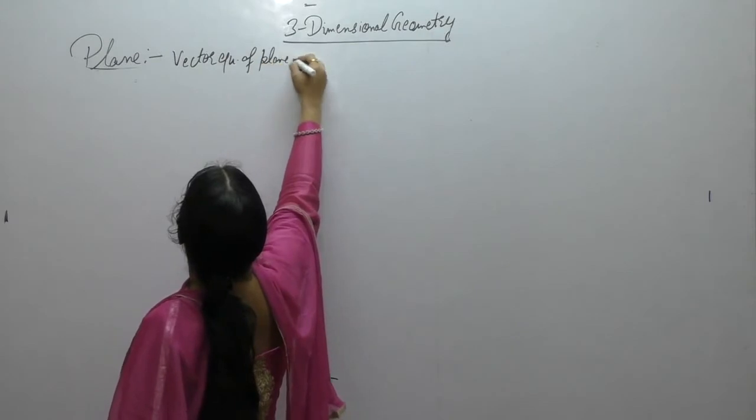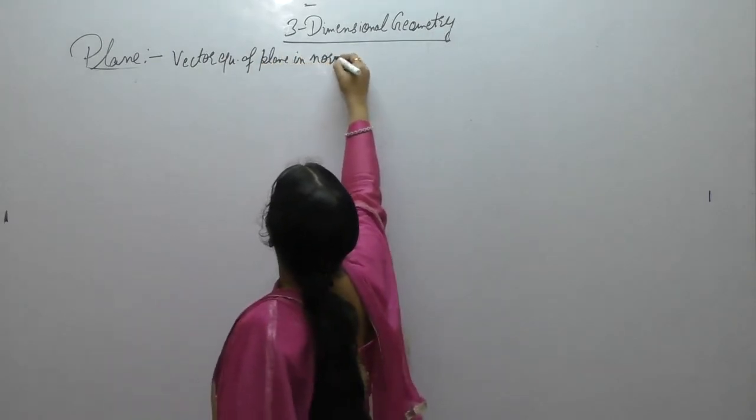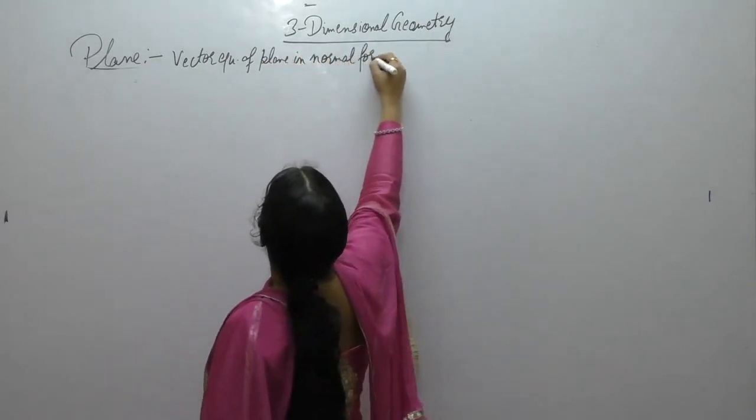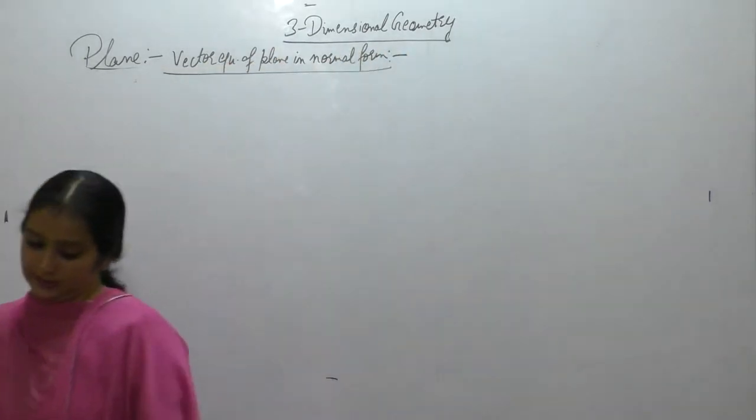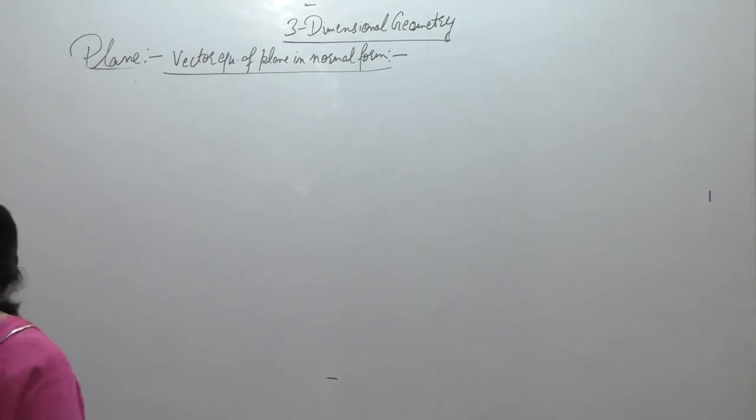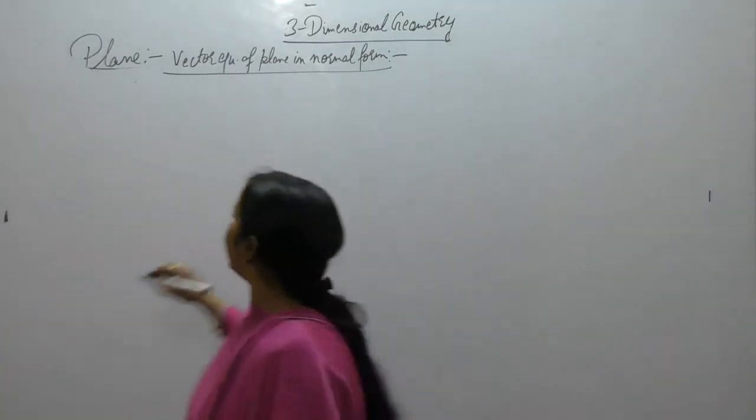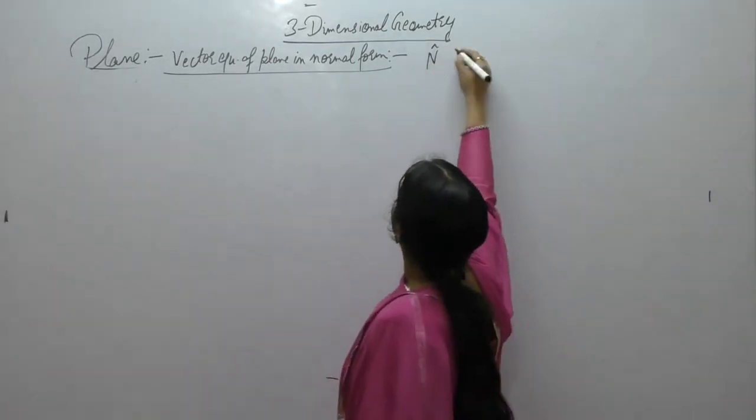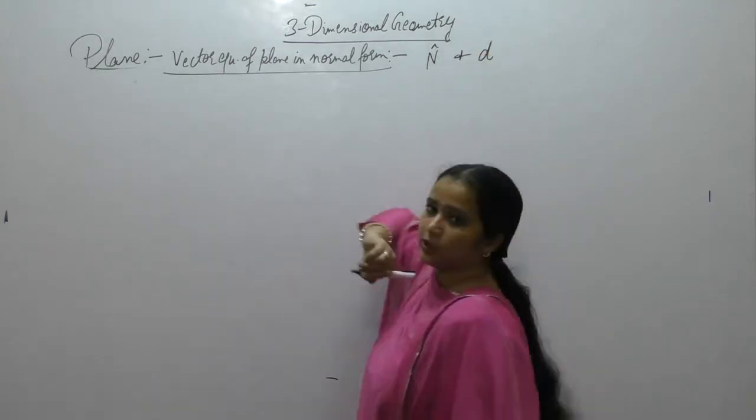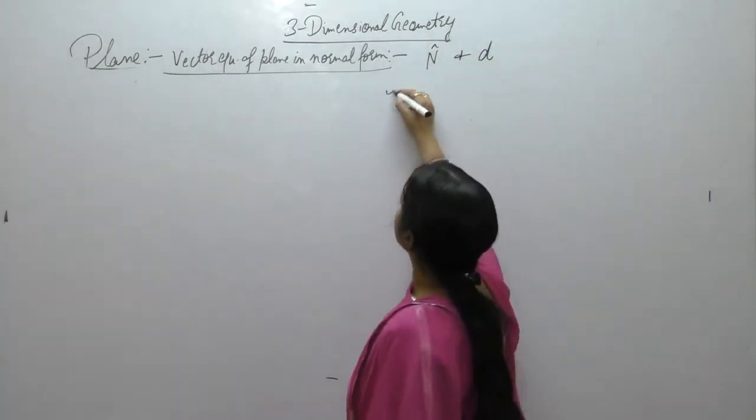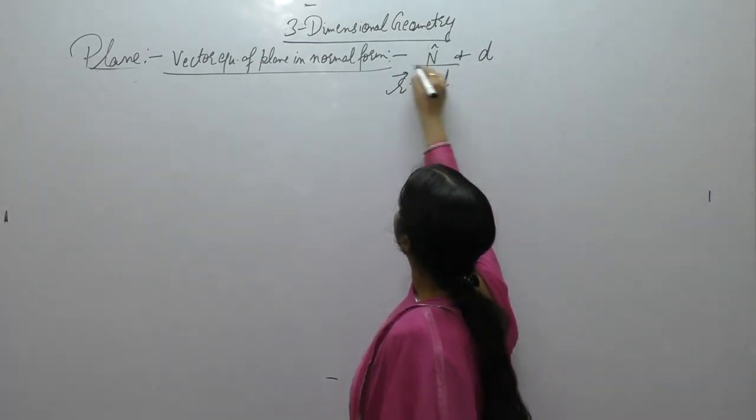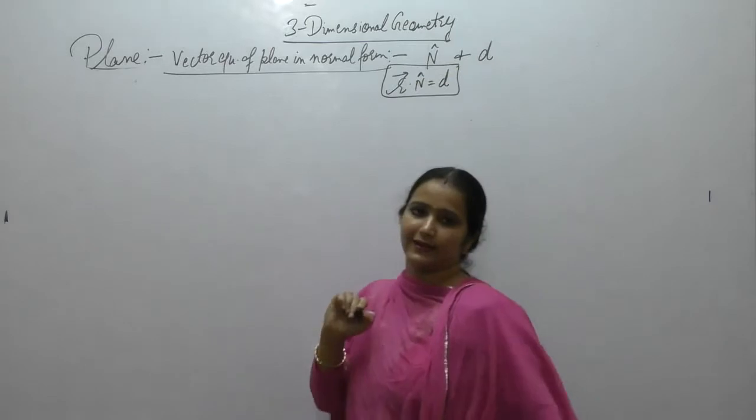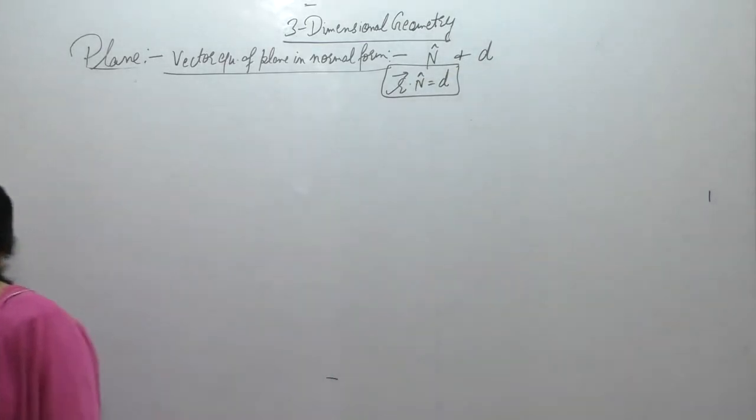Plane in normal form. Let the vector equation of a plane be normal to the unit vector n cap and at a distance of d units from the origin, then the vector equation is r dot n cap equals d.